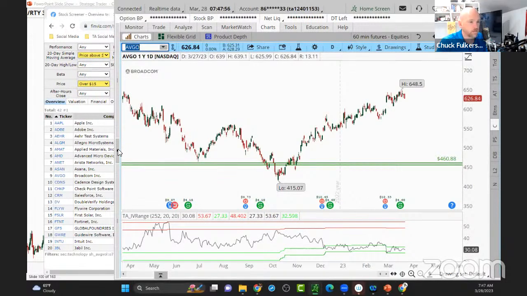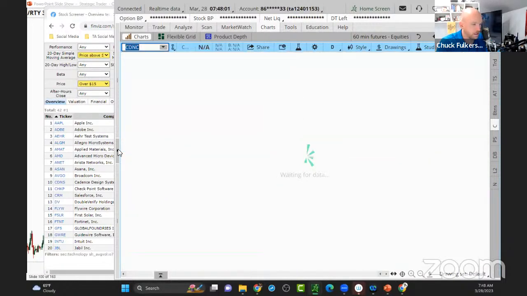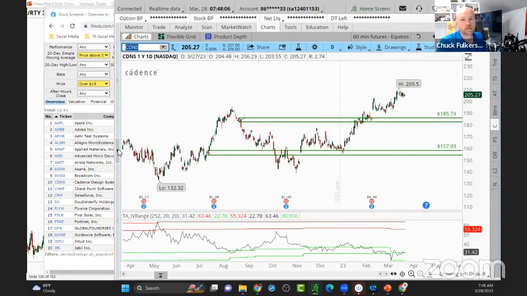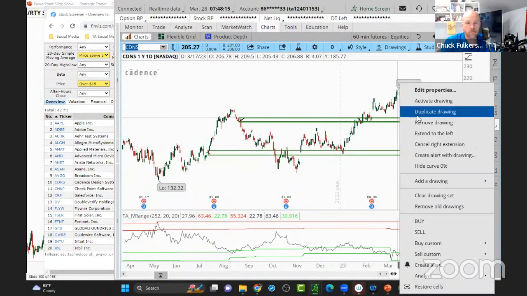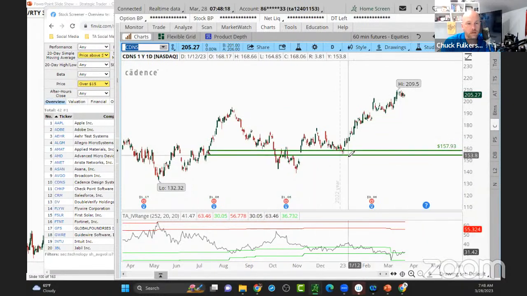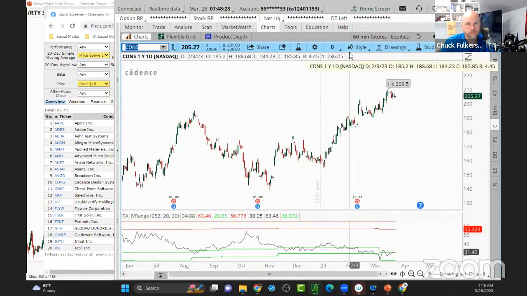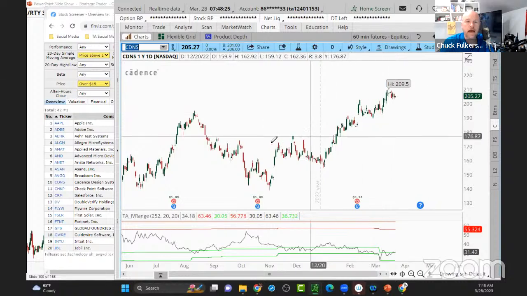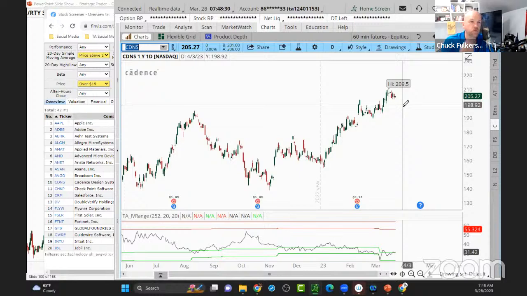I don't love that one as much. It looks similar to Arista, and I liked Arista better. CDNS, Cadence. So I do like this little pullback we've seen through here. This is certainly outperforming the market in general. Yeah, I like this one and the little pullback that we've gotten, especially relative to what the market has done.